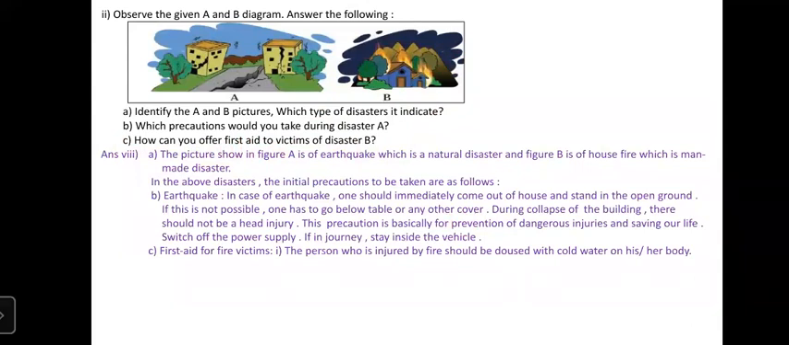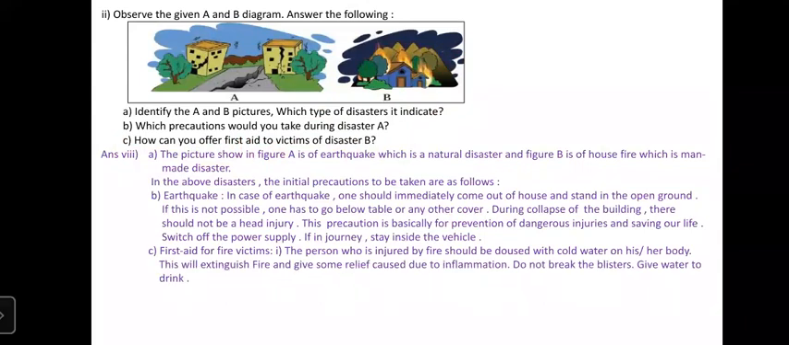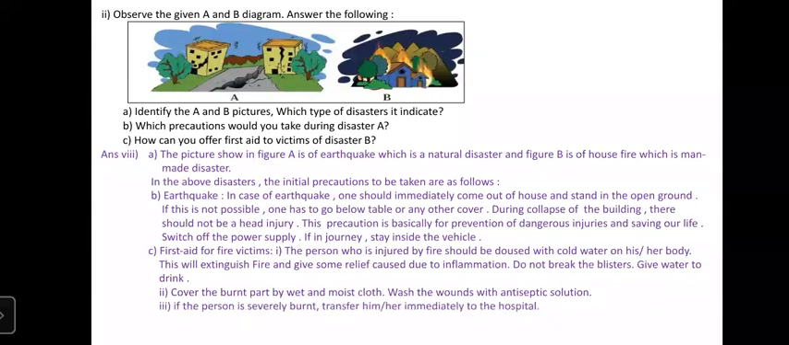The person who is injured by fire should be doused with cold water on his or her body. So what will happen? This will extinguish the fire and give some relief from the inflammation. Do not break the blisters. Give water to drink. See what more you can do for those victims. Cover the burnt part with wet and moist clothes. Wash the wounds with antiseptic solution. If the person is severely burned, transfer him or her immediately to the hospital. So these are a few first aid measures you can provide to the victims of fire.